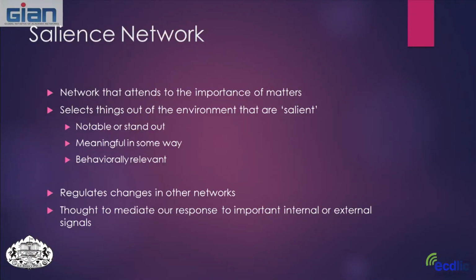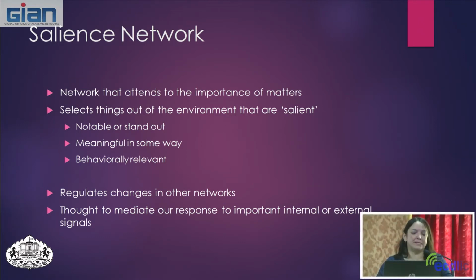The third network that I showed you on the plot was what's called the Salience Network. So this is a network that attends to importance of matters. So we're always getting this sensory information from all of our senses, and it's constantly going on. And fortunately, our brain is able to filter out what is important and what is not. So this is part of the Salience Network, the ability to select things out of the environment that are salient or important to us in some way. So they're notable or they stand out, they're meaningful in some way, or they're behaviorally relevant to what's going on for us personally. So this is thought to also regulate changes in other networks, right?